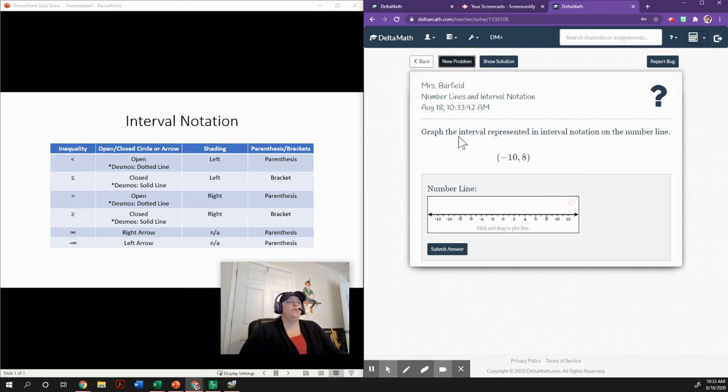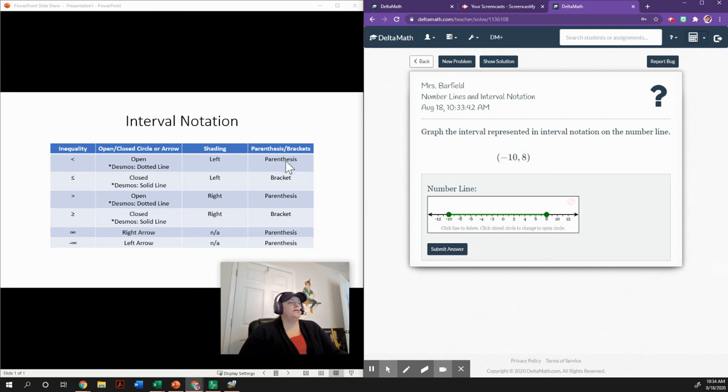All right, so graph the interval represented in interval notation on the number line. Okay, so now I got to represent what I got here. So I know I'm going from -10 to 8. So I'm going to put my cursor at -10, and I'm going to go to 8. Okay. All right, now I got to determine if I need open or closed circle.